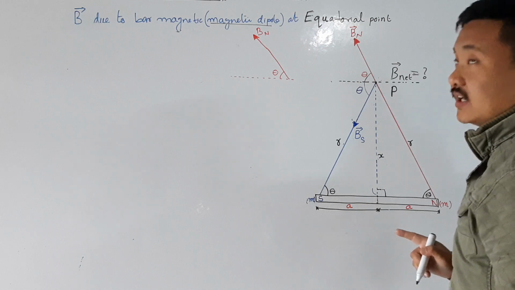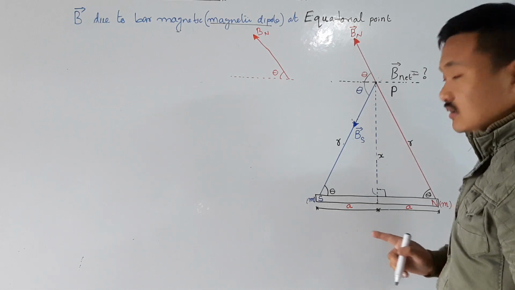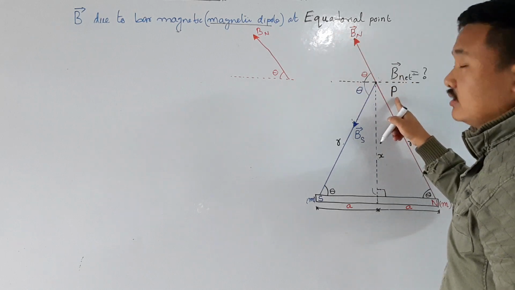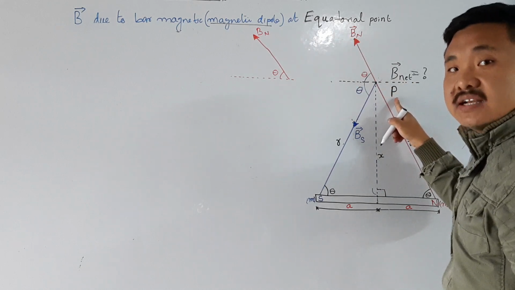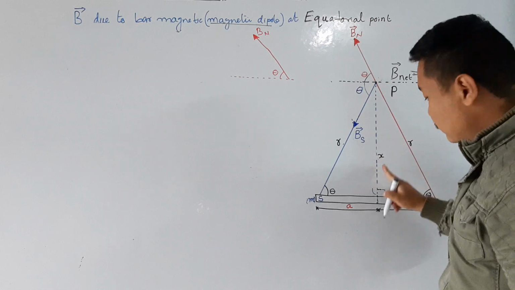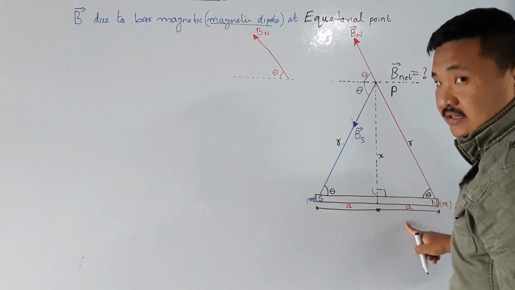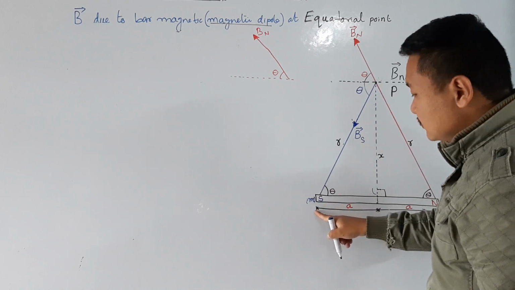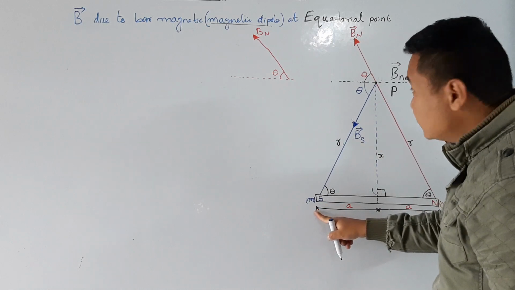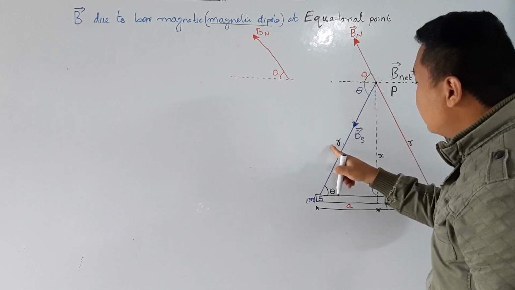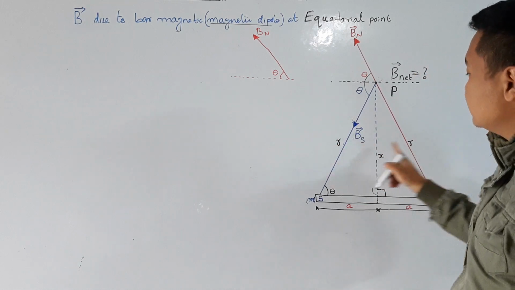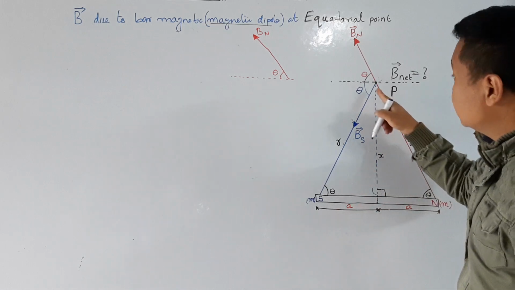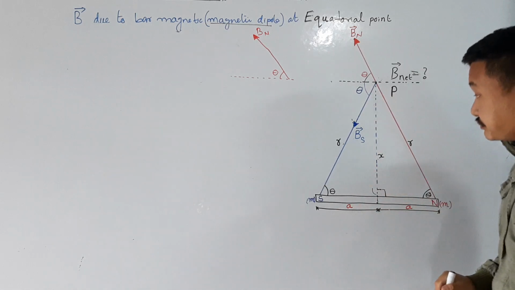I want to find the magnetic field due to this bar magnet at an equatorial point, say point P, which is at a distance of x from the center of this bar magnet. The distance from the pole of the bar magnet to this point is r and r. So both the distances from the north pole and south pole to the point P are the same.